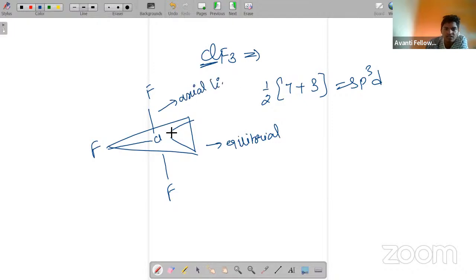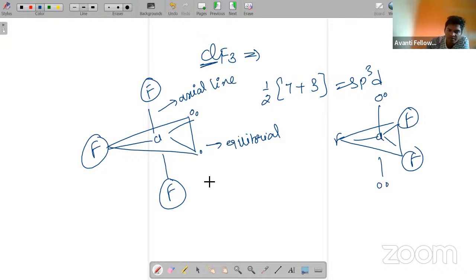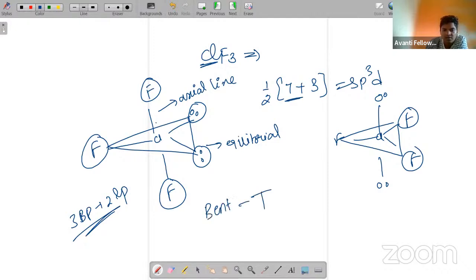Now you may have a doubt: sir, why are you keeping one fluorine on the top, one on the bottom, and one on the equatorial plane? Very simple. If you see here, chlorine is there. Let's suppose I am trying to keep 3 fluorines here. If I am keeping the lone pair here, obviously lone pairs will be present here, because the total number of valence electrons is 7. So 1, 2, 3, 4, 5, 6. So here lone pairs will be present: 3 bond pairs plus 2 lone pairs. So here the shape is called bent T shape. The shape is called bent T.